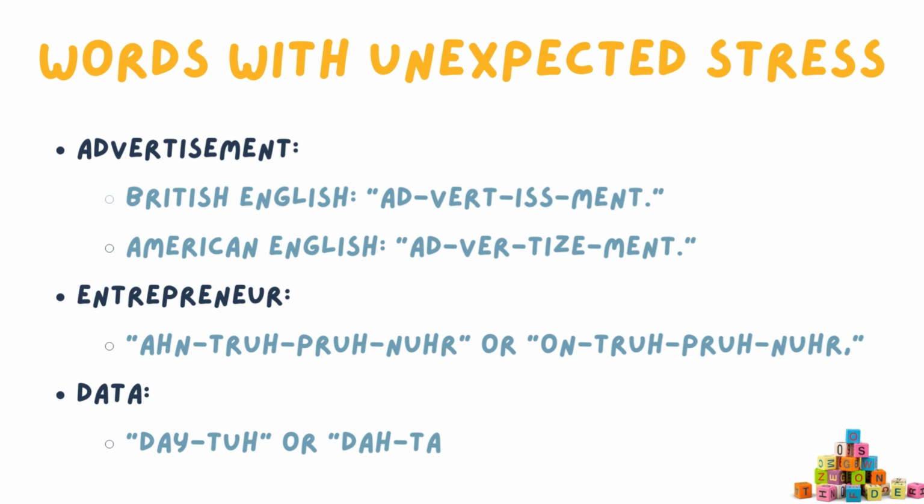And now let's take a look at words with unexpected stress. Stress placement can drastically change how a word sounds. For example, the word advertisement. In British English, it's advertisement. In American English, it's advertisement. So our advertisement campaign launches next week. Also, the word entrepreneur, pronounced as entrepreneur or entrepreneur, not entrepreneur. She's a successful entrepreneur in the tech industry. Also, the word data, pronounced as data or data, depending on regional preferences, but not data. The data supports our decision to expand. Focus on practicing the stress patterns to avoid sounding unnatural.